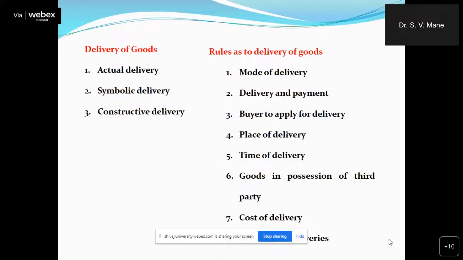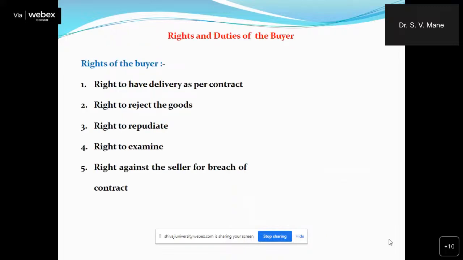So next one is rights and duties of the buyer.